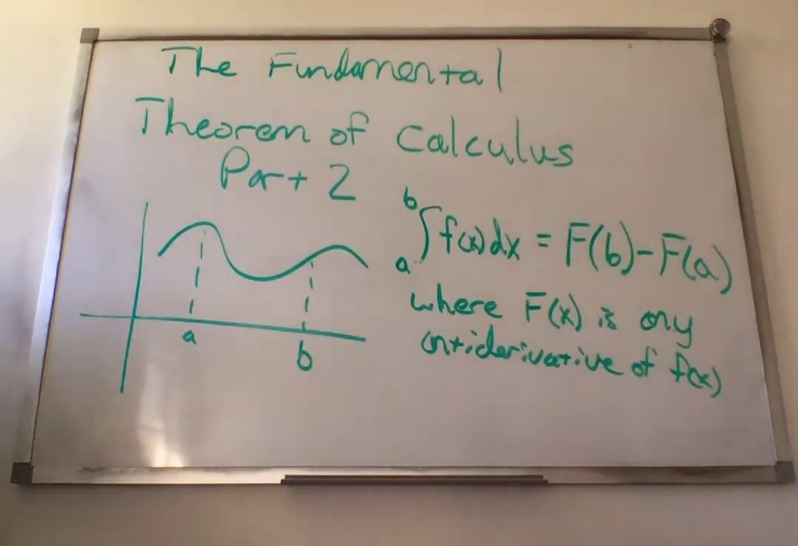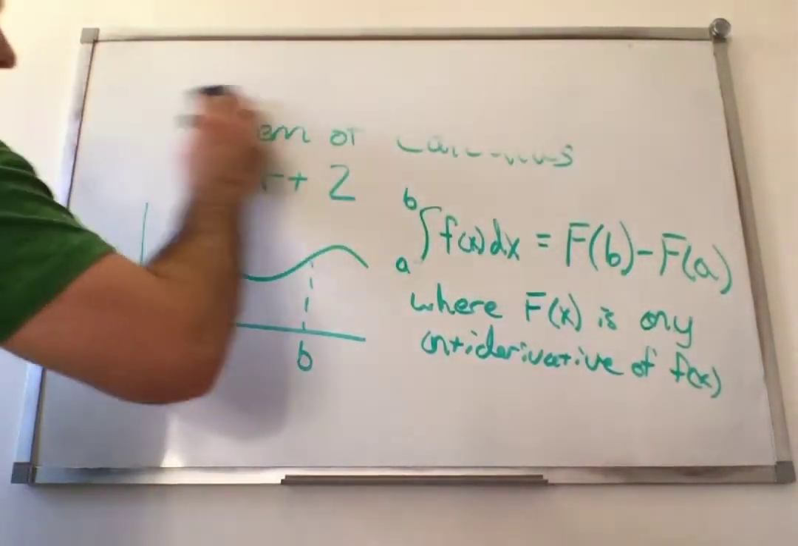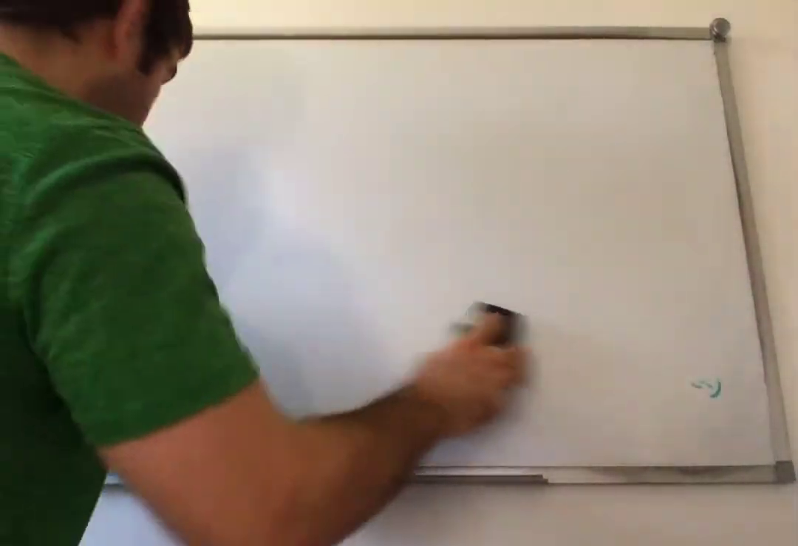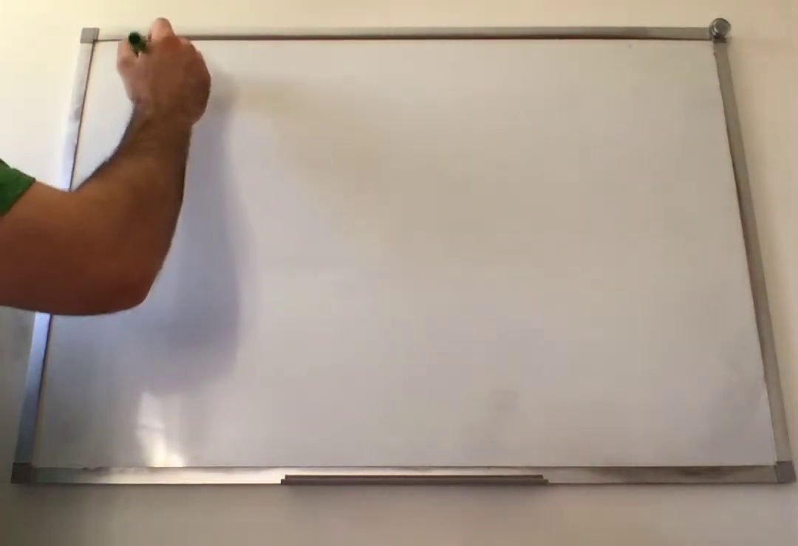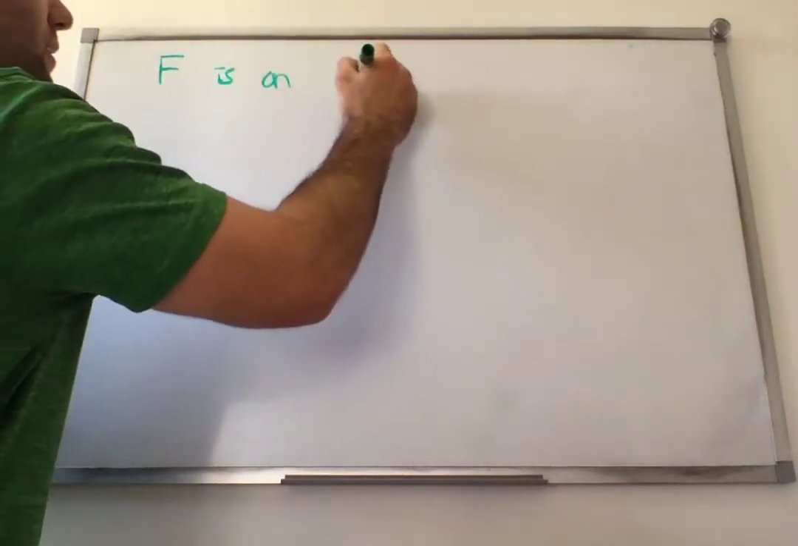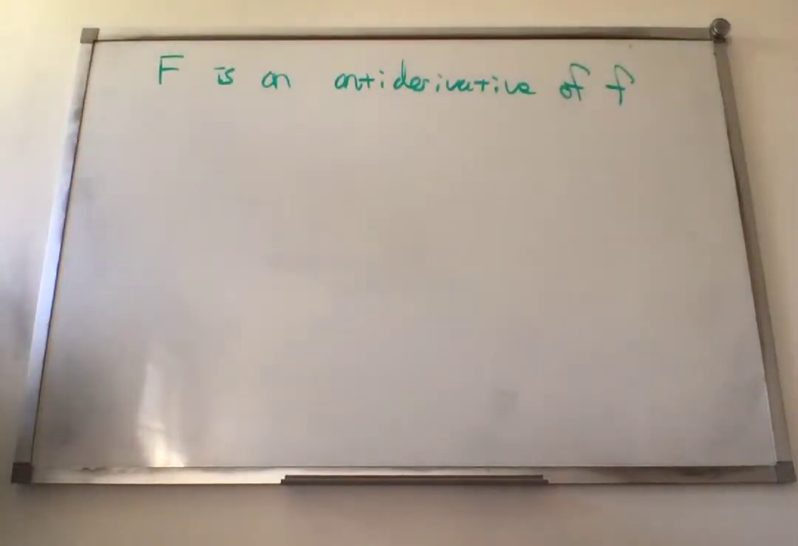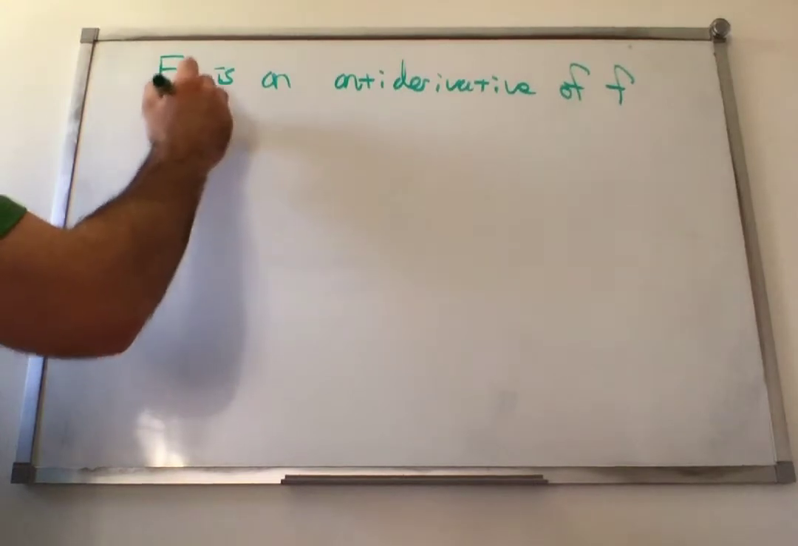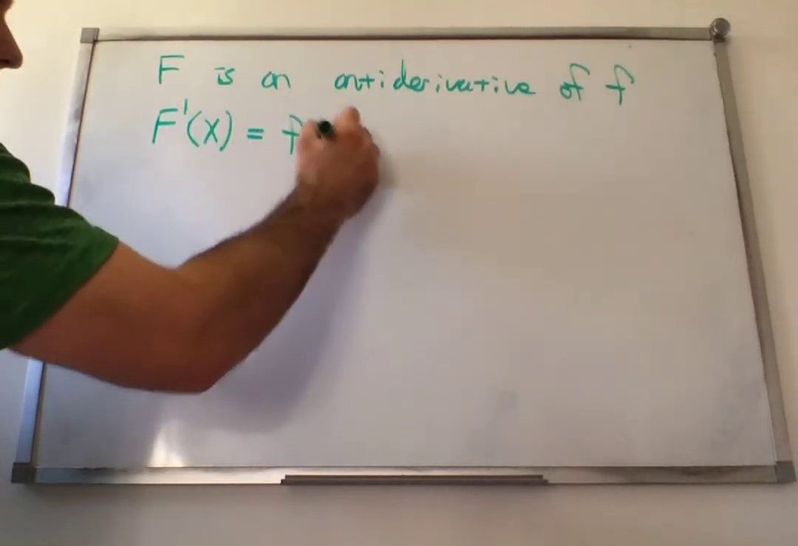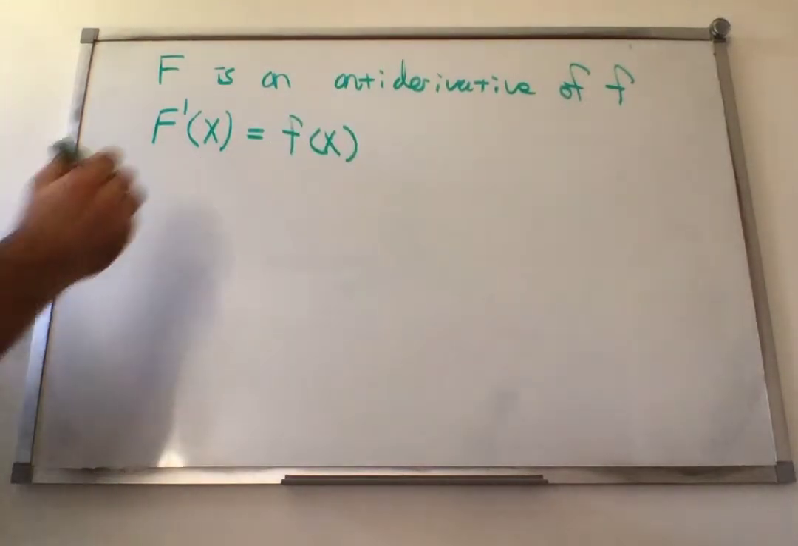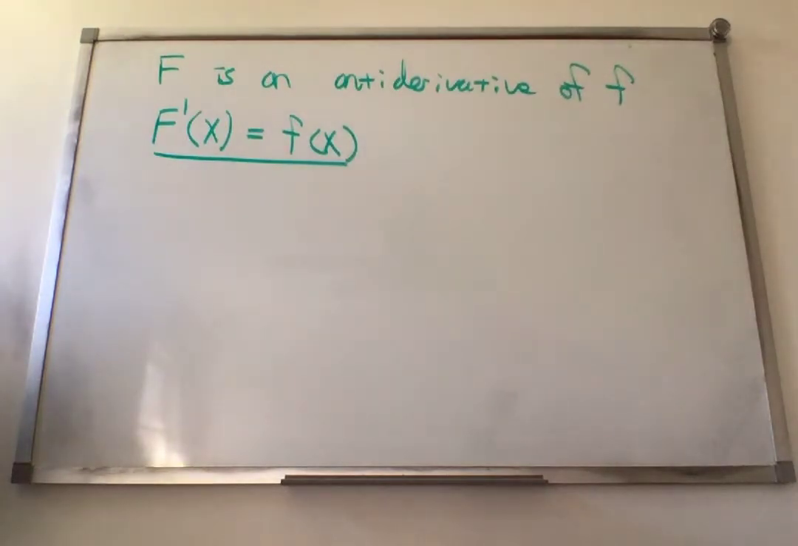So in order to do this proof, we need to rely on the mean value theorem. So let's do a really quick review on what the mean value theorem says. And I'm going to put it in terms of our function and our antiderivative and our function, okay? So here's what we know. Big F is an antiderivative of little f, okay? So if big F is an antiderivative of little f, that means big F prime of x is equal to little f of x, okay? We're going to need this fact later on, okay?